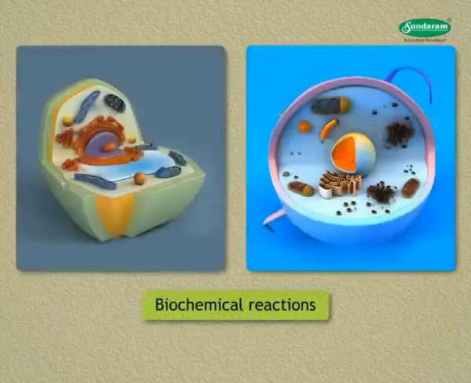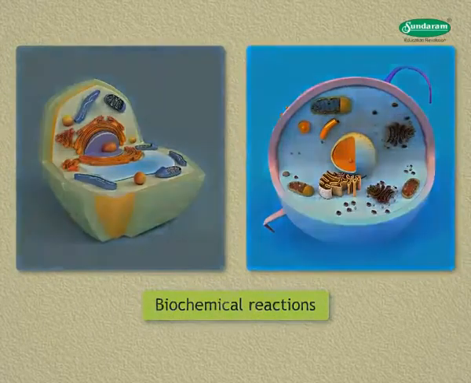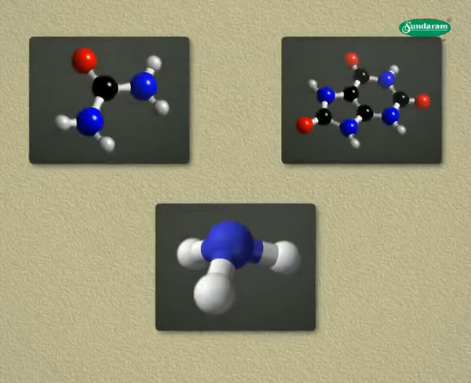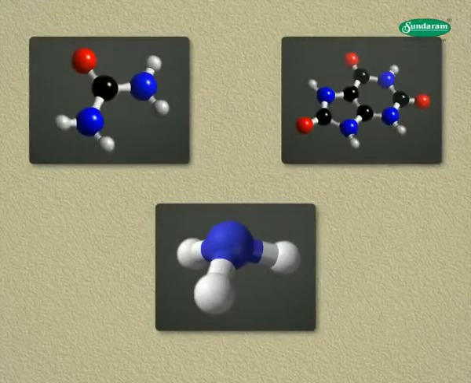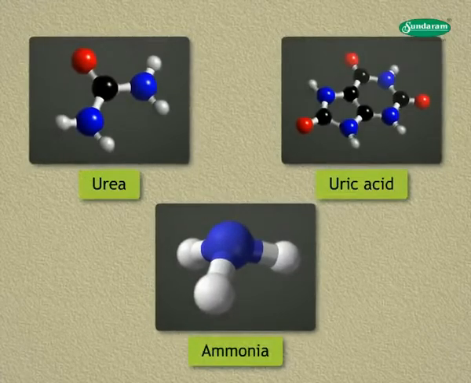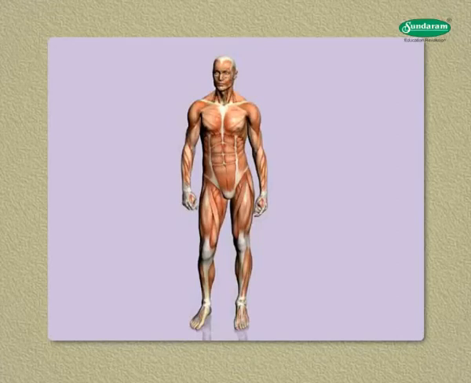Let us move to the next topic, excretion. Biochemical reactions constantly occur in the cells of a living organism. However, these reactions produce not only the required substances but also produce several unwanted harmful products like urea, uric acid, ammonia, etc. These products, if allowed to accumulate or remain in the body for a longer period, may cause serious damage, sometimes leading to death.